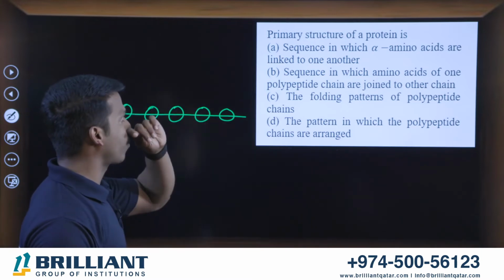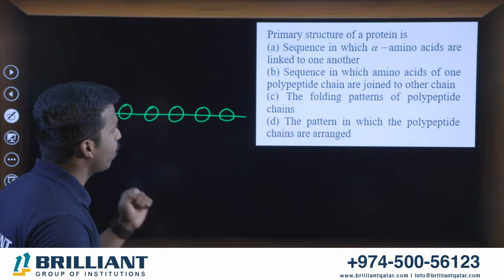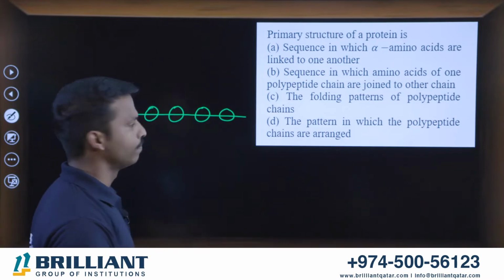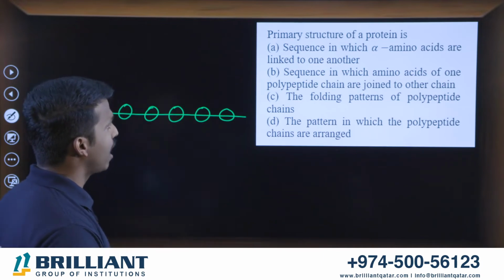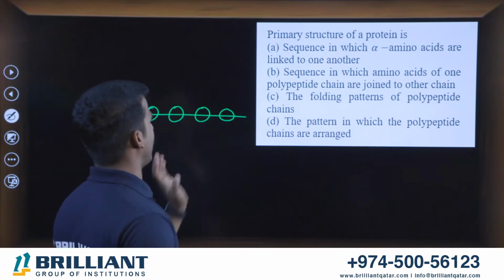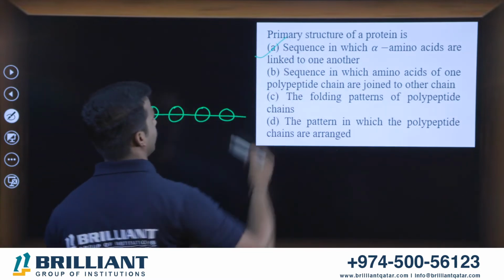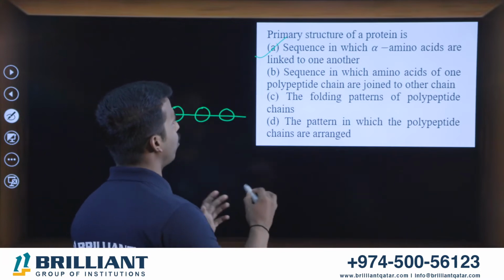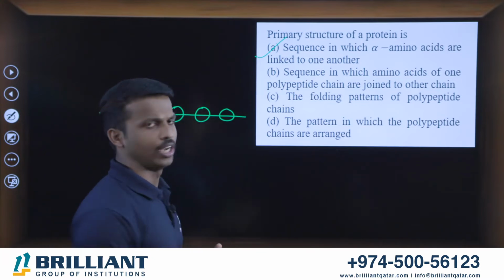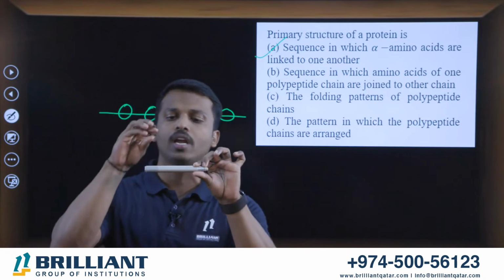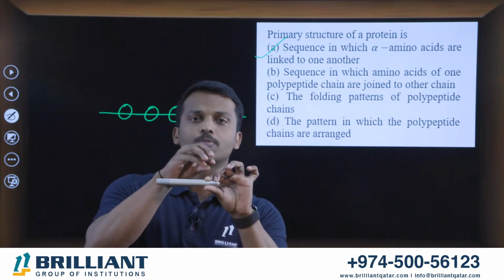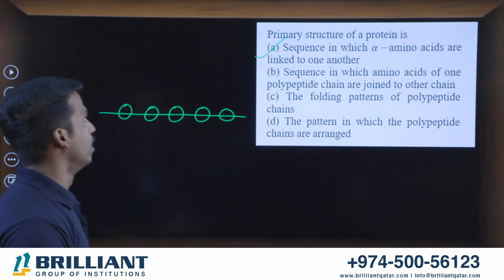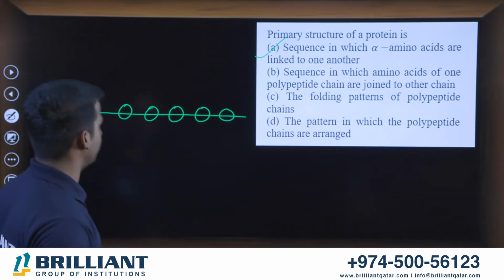So primary structure of protein is option A, sequence in which alpha amino acids are linked to one another. Yeah, this is called primary structure. Is it option B, sequence in which amino acids of one polypeptide chain are joined to another chain? No. Within a polypeptide chain, how the amino acids are specifically and sequentially arranged is called the primary structure of protein. So dear all of you, your answer is option A.